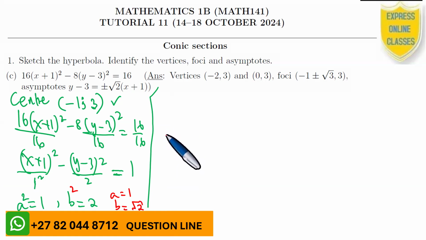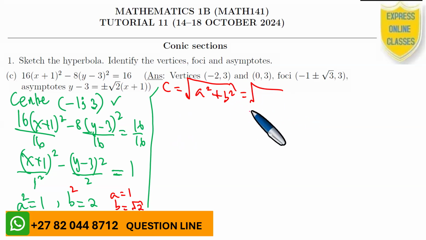Now, we found the A and the B. We can find C as well, which is a squared plus b squared. But not the other one where a is bigger than b, as in the case of the ellipse. It's different here. This is not like the ellipse. So the a squared is one, the b squared is two, and this becomes the square root of three.